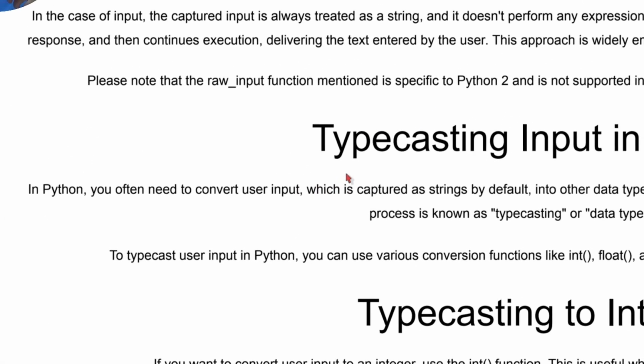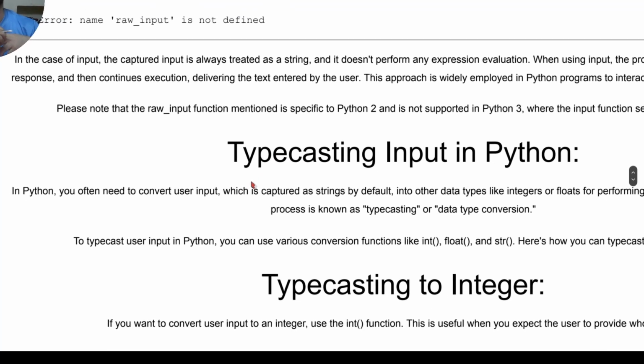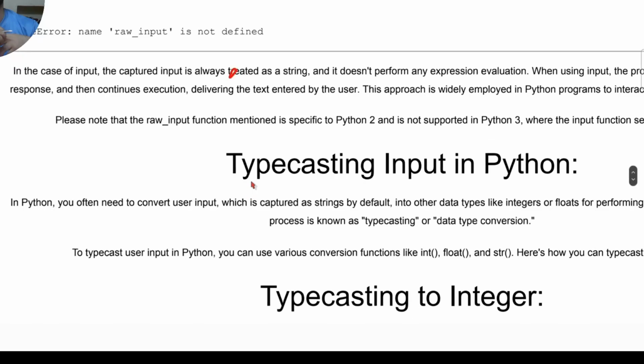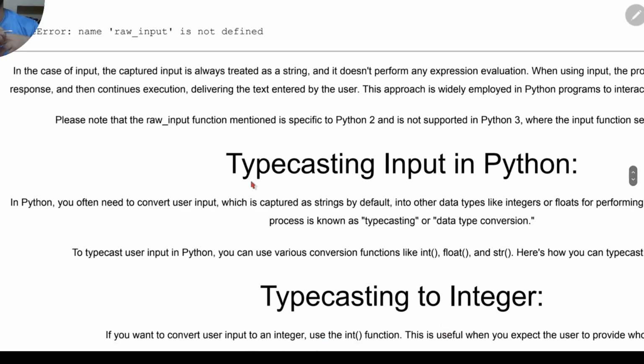The first thing is, when we call this input function, it waits. It waits for our input. Then whatever is input, it treats it as a string. If you see it right here, it is treating everything as a string. So when any value goes into input, it is a string. It also does not do any expression evaluation.